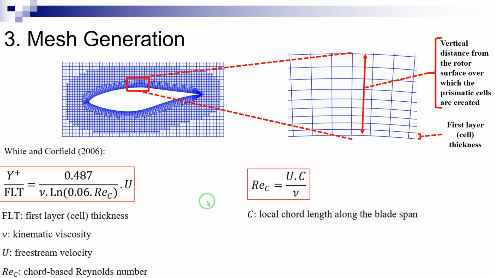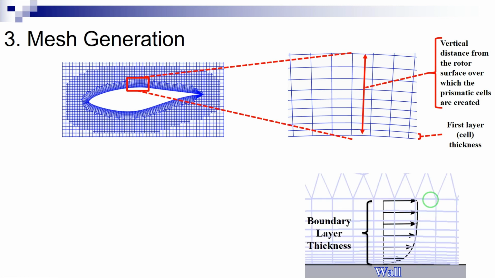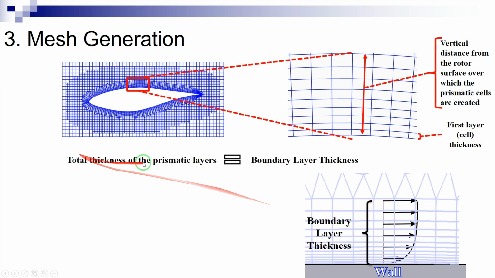Additionally, to generate the set of orthogonal prismatic cell layers close to the rotor surface, we need to estimate the vertical distance from the rotor surface over which the prismatic cells are created. Ideally, the prismatic cells must cover the entire boundary layer on a wall. For instance, in this figure, we can see the boundary layer close to a wall. The whole prismatic layers should cover the entire boundary layer, as shown here. So the total thickness of the prismatic layers must have the same height as the boundary layer.